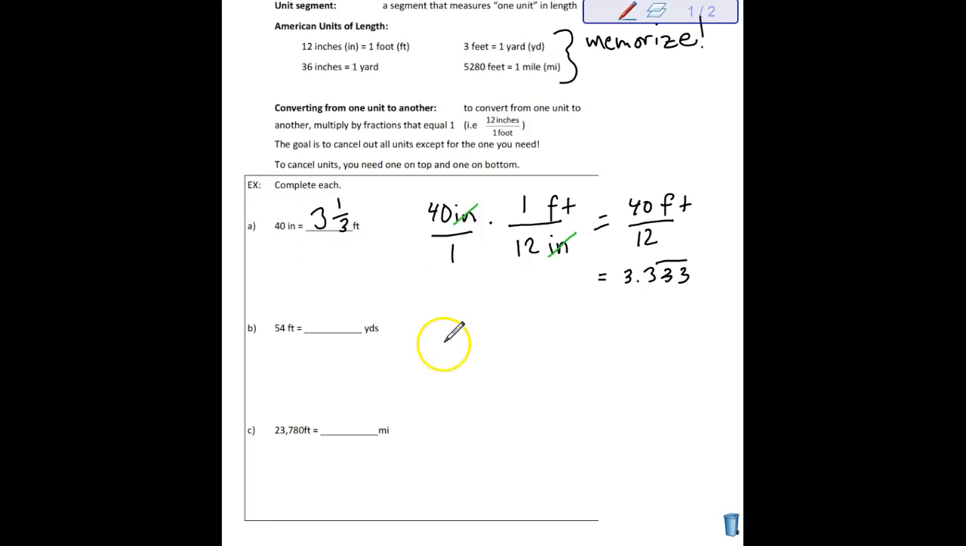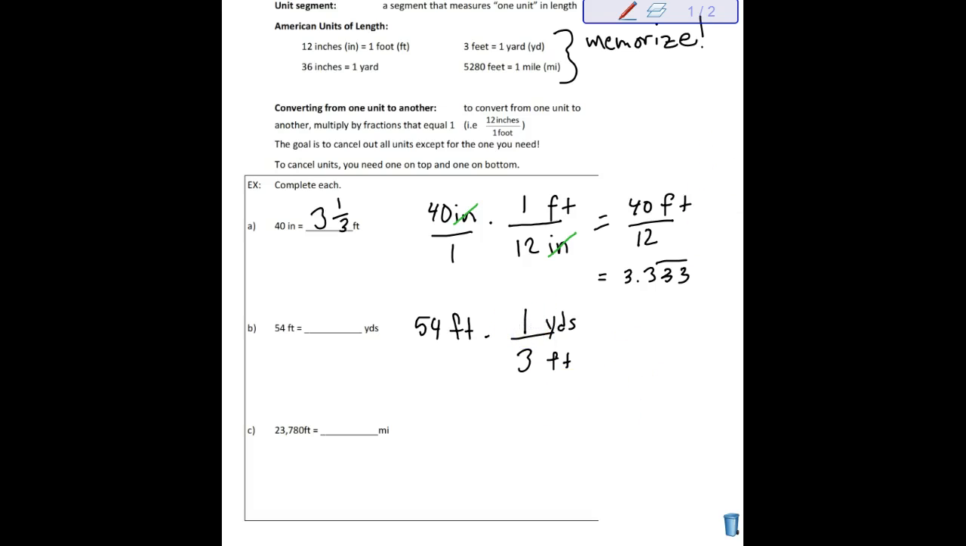Now let's look at converting 54 feet into yards. Again, start with what you were given, so 54 feet. And then we want to use a fraction so that we can cancel our feet, so we'll put feet down here. And I'm hoping that I can go from feet to yards. So do you know how many feet are in a yard? If you're not sure, remember, go back here and look. So 3 feet is the same as 1 yard.